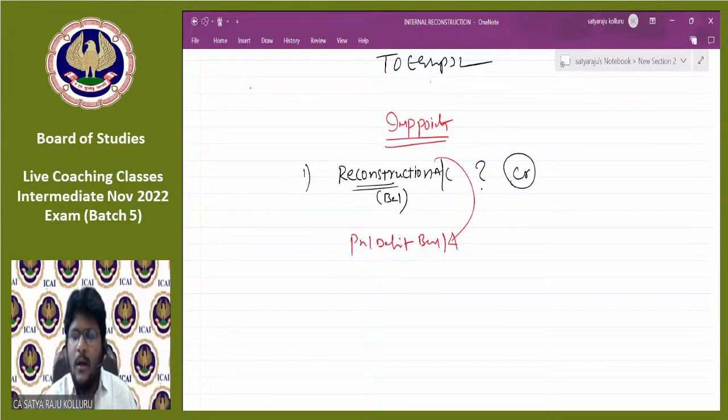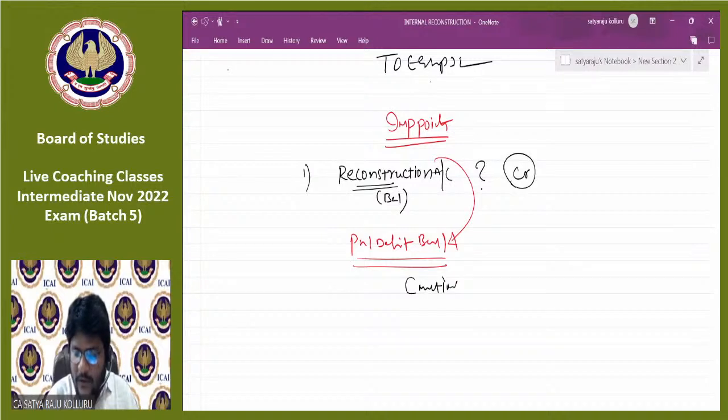Why, sir? The objective of the internal reconstruction process itself is to eliminate the huge losses which are existing in the company, to show the existing financials a true and fair picture, or before going for liquidation, we are trying to convert the existing organization into a going concern for further operation. So that's why the P&L debit balance, we need to knock off whether it was mentioned in the problem or not.